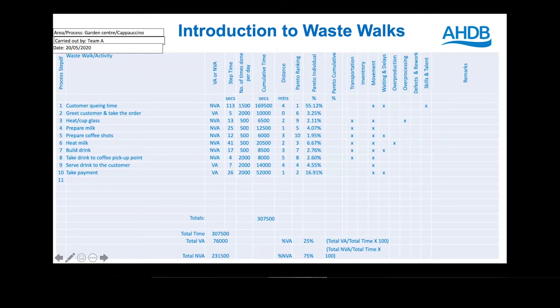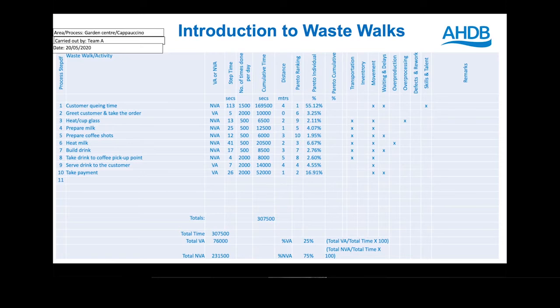You've got down the bottom the amount of value add and the amount of non-value add. So in this example, 25% of the activities actually add value. And then you've got your TIMWOODS, your 7 wastes plus 1. So for each of the steps, I've just started to cross and indicate on the spreadsheet what type of waste it is.